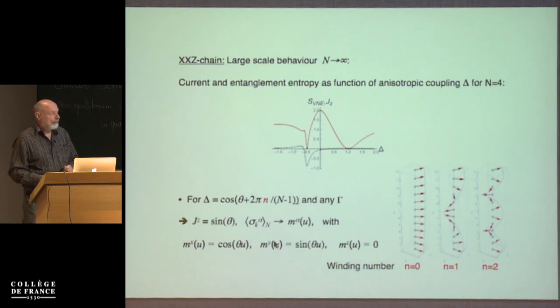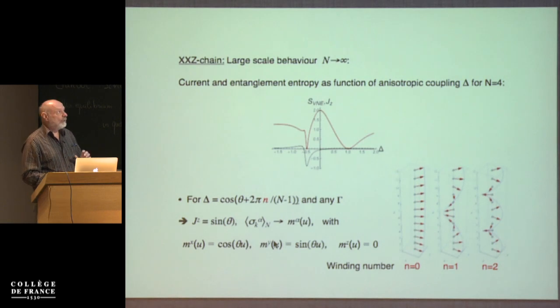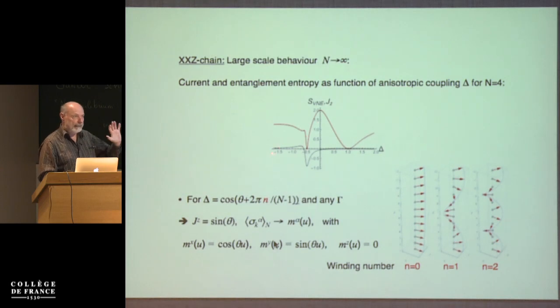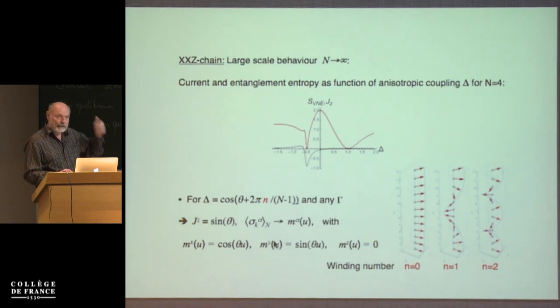Now, before I finish, let's have a last look at the XXZ chain, where we now take our ZZ coupling anisotropic, different from the YY coupling in the projection plane. And then we can look again at the currents. First of all, there's only one conservation law now. Only the Z component of the magnetization will be conserved.